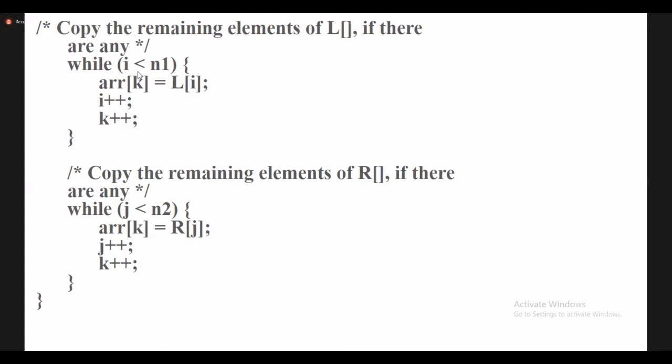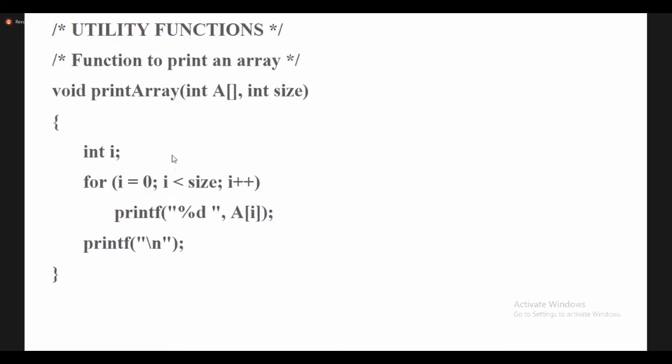I value has not reached 4. Now I value is 3. 3 less than 4, the condition is true. Array of K is equal to L of I, so 98 is moved to the sorted array. I plus plus, I value is now 4. K plus plus, K value increases. So I value 4 less than 4 is false. Okay, have you understood this code?